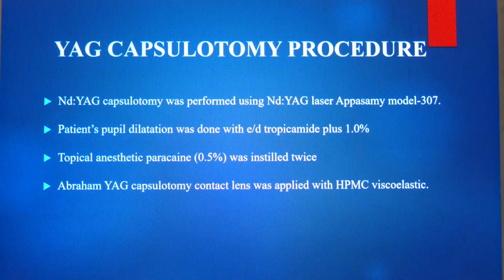YAG capsulotomy procedure. Nd:YAG capsulotomy was performed using the Nd:YAG laser Appasamy model 307. Patient's pupil dilatation was done with eye drop tropicamide plus 1%. Topical anesthetic proparacaine 0.5% was instilled twice. Abraham YAG capsulotomy contact lens was applied with HPMC viscoelastic.